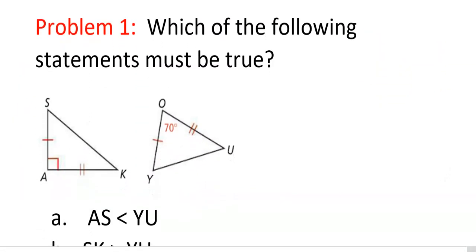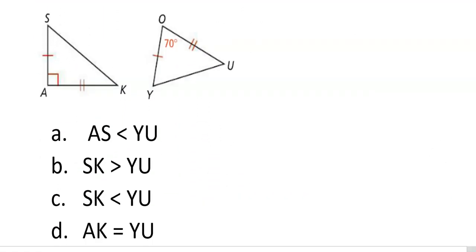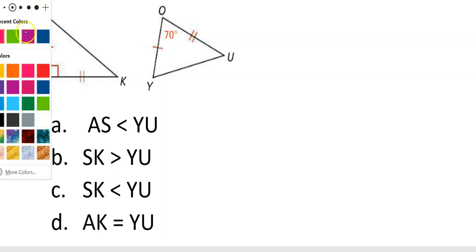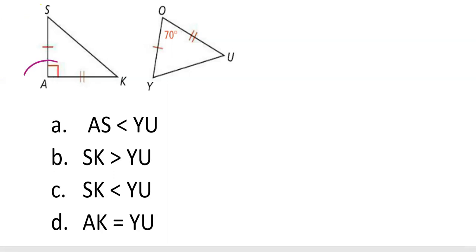Okay, so how do we use this one? Which of the following statements must be true? So here are the triangles. In this one, we have two angles that are given, so those are going to be the ones that we focus on. The square means how many degrees? 90. So this one right here is 90 degrees. This one over here is 70. Okay, so let's look at what they're asking. Is AS less than YU?